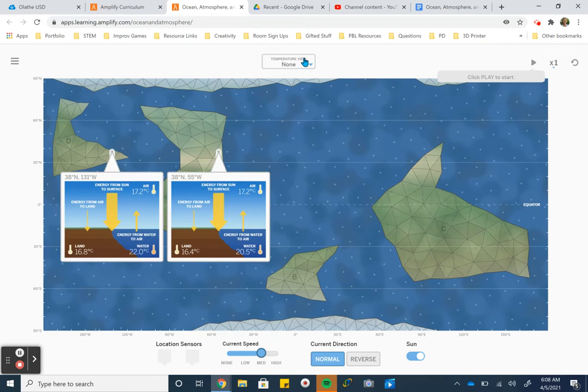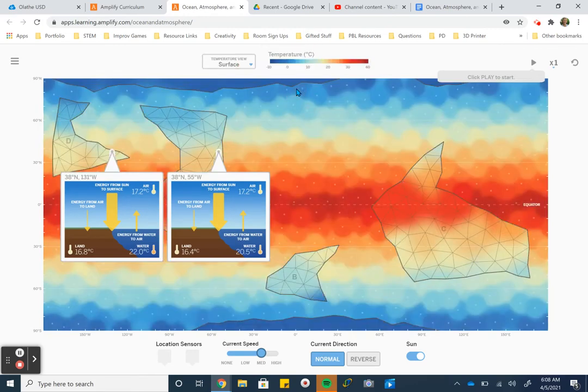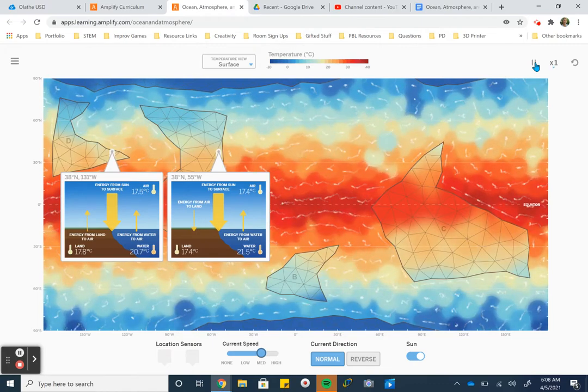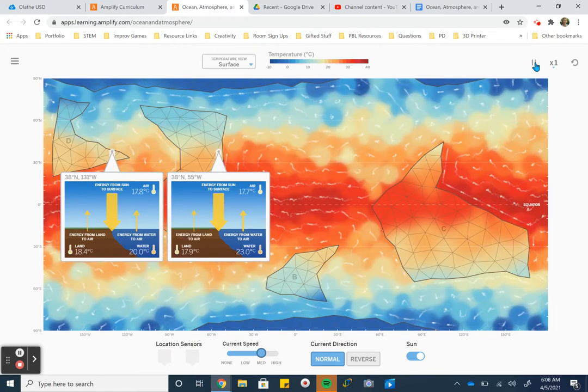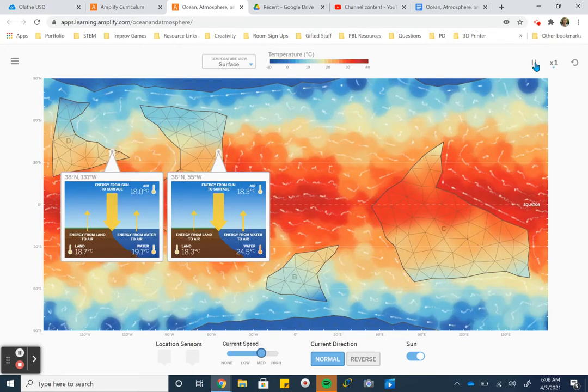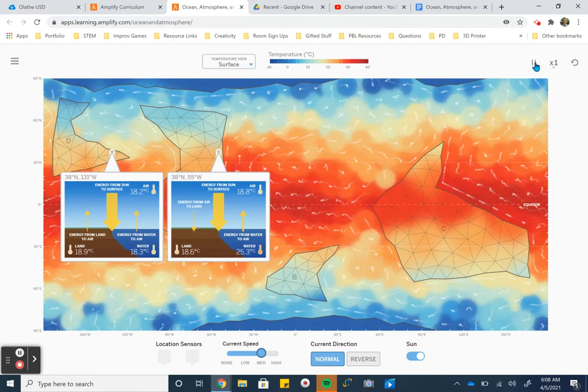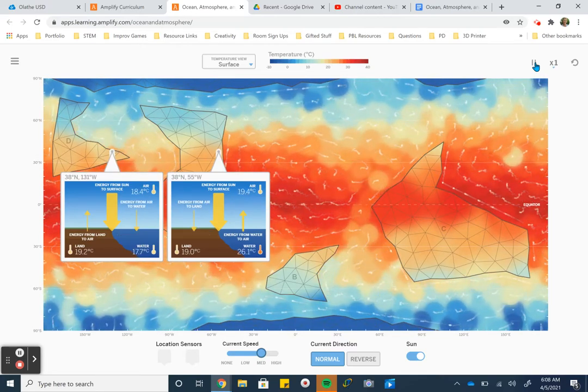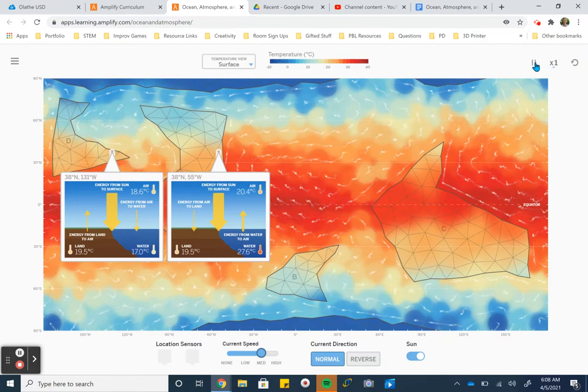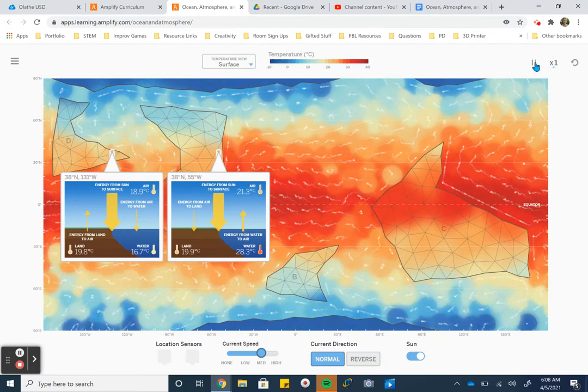Oftentimes in simulations, it's helpful to restart. So right here, the air starts at 17.2 because both locations get the same amount of energy from the sun at this latitude. This simulation shows that the temperature of the ocean currents makes a difference on the temperature of the air at the land surface.